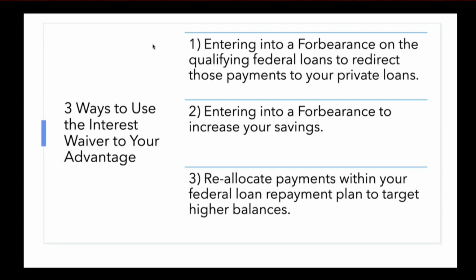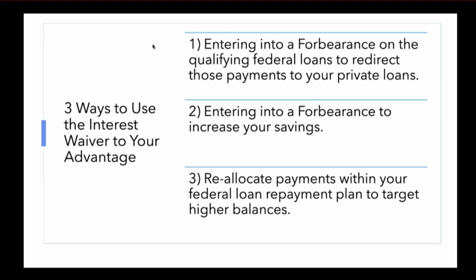Now, the second one, we're going to enter into a forbearance, the same outline reasons above, but now instead of using that payment to help supplement your private loan payment, take it and put it into your savings. Get that emergency account built up, so by the time this waiver is over, you have some money in your savings. Now, we use different savings techniques to help our clients, even before this waiver, to eliminate their student loan debt in a significantly shorter time. And if you want to learn about those, please reach out to us. You'll see our contact information at the end.